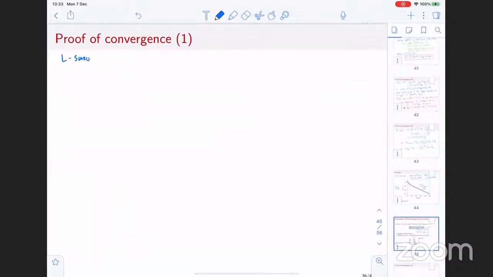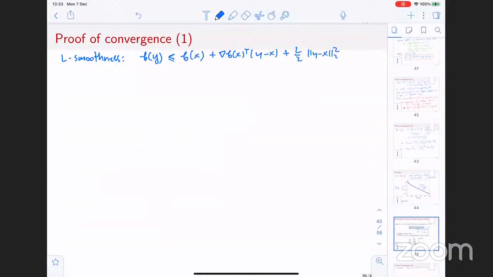So L-smoothness really tells me that f of y is less than f of x plus the gradient of f at x transpose times y minus x, plus L over 2 times the norm of y minus x squared. Okay, so I have a quadratic upper bound on f. I'm going to apply this with y equal to xk plus 1 and x equal to xk.